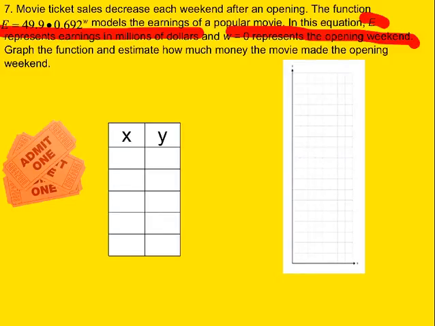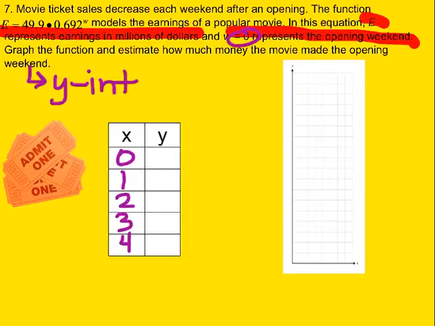Graph the function; W equals 0 represents opening weekend. So we want to graph the function and estimate how much money was made for the movie opening weekend. Well, if W is equal to 0, that means this is basically going to be our y-intercept, which is how much it's going to make opening weekend. Okay, but we still need to graph it. So I'm going to do 0, 1, 2, 3, 4, and 5. So what we're going to do is plug 0 in right there.